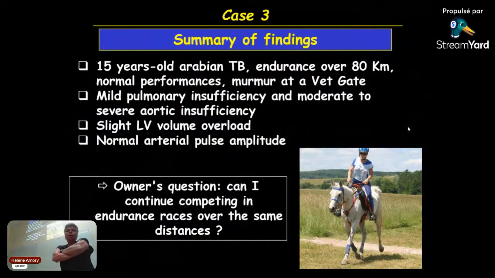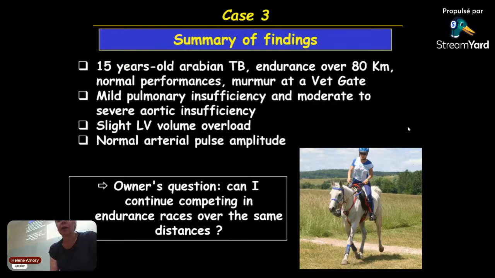A 15-year-old Arabian thoroughbred, performing well in endurance races. He has a mild pulmonary insufficiency and a moderate to severe aortic insufficiency. We didn't see the pulmonary insufficiency, but I can say he has it. And I have a slight left ventricular volume overload. Arterial pulse, we didn't say it. The clinical examination was normal. In those cases, remember, always take the pulse. And it was normal, amplitude was normal.